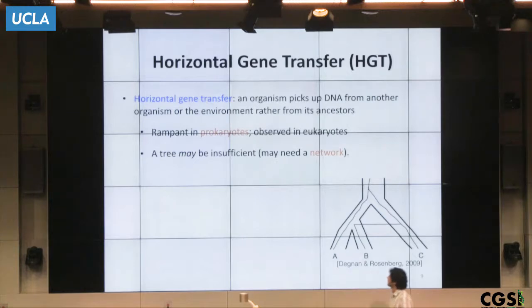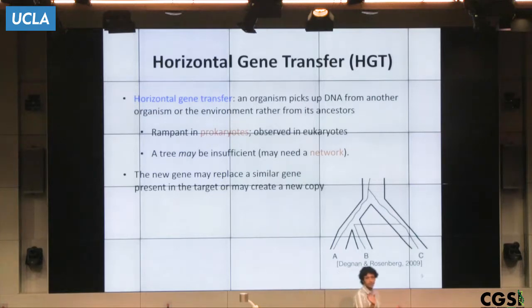It's rampant in prokaryotes, and it's observed in eukaryotes. How much it happens in eukaryotes, I don't know. I don't think we know in general. And when you have these events happening, a tree for the species phylogeny may be insufficient. Whether it's insufficient or not is a matter of debate. I'm not going to get into that debate. It probably is a matter of degree, how much of it is happening.